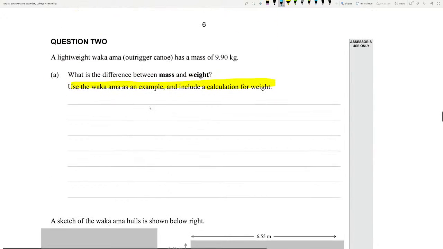All right. So next one, what's the difference between mass and weight? Mass is the amount of matter in an object, whereas weight is the amount of force that is acting on the matter due to gravity. So mass will always be the same. So if this canoe weighs 9.9 kilograms, and that canoe made its way into space, to Mars, to the sun, it will also always be 9.9 kilograms. But the weight will change because the amount of gravity will change.